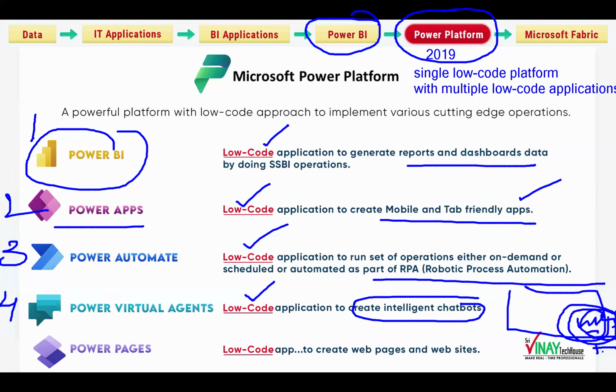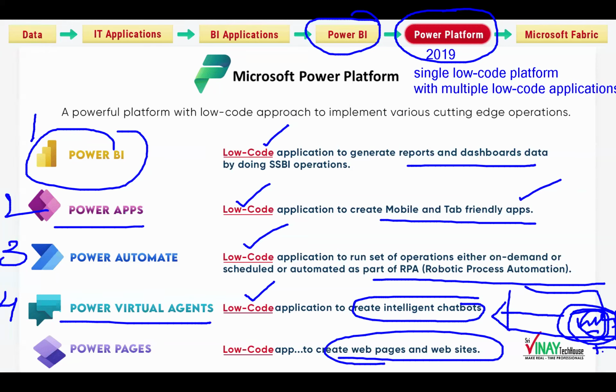These are chatbots. You want to create a virtual agent very easily without any code. You want to create a website or web page easily without code, Power Pages. These five components combined make up the Power Platform. And now you rarely find Power BI plus Power Apps, or Power BI plus Power Automate. Even Microsoft noticed that very rarely do people use this combination of platform components.